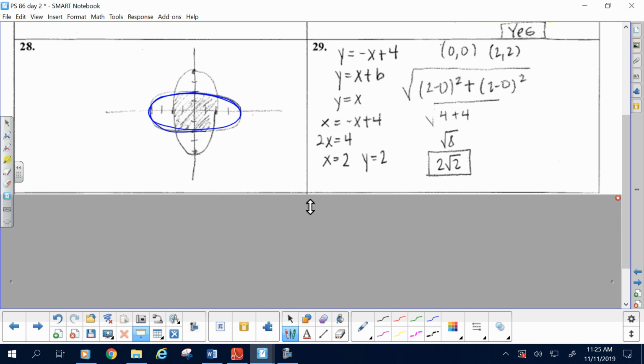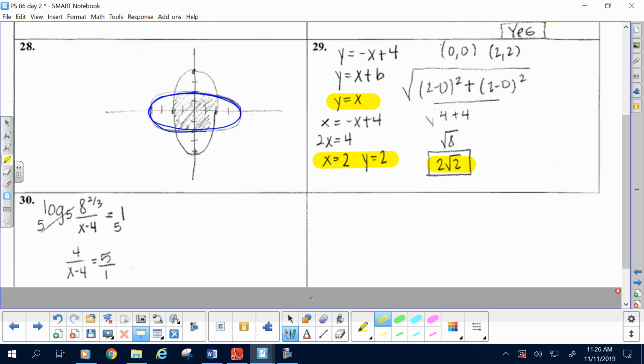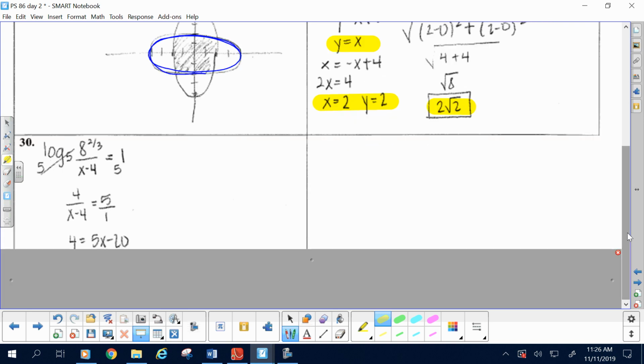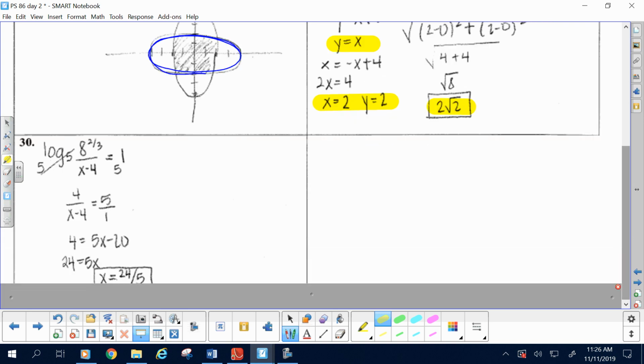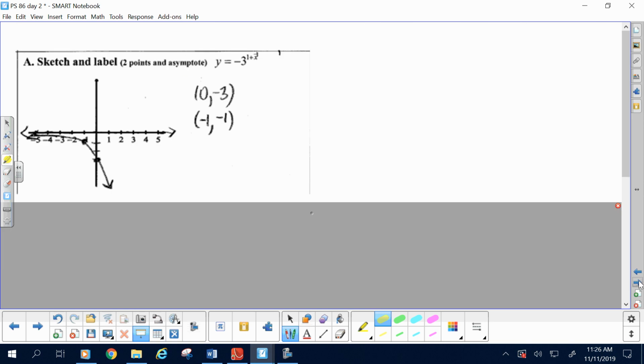29, your perpendicular line is y equals x. That's nice. The intersection point is (2, 2). That's pretty nice. And the distance then is 2√2. And 30, these are not replaced, right? Does this match what you have? Okay. And then 30 is 24/5. All right. Is there more? Are there more? Is this what you have? Okay.